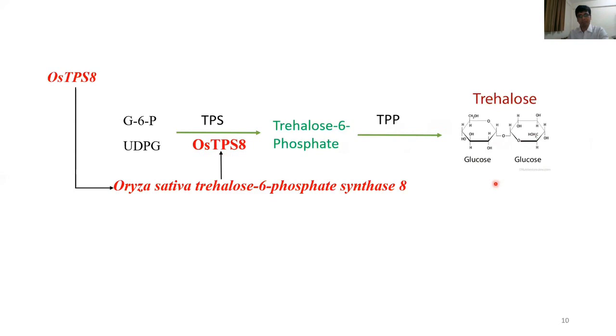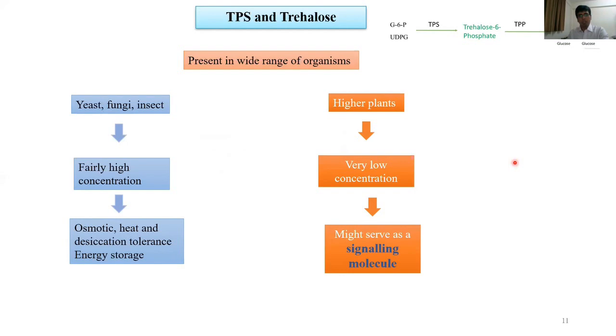So these slides show the reports on TPS and its product trehalose. Trehalose is found in a wide range of organisms, from bacteria, yeast, and fungi to higher plants. But the mode of regulation, how it affects growth and metabolism, is different in different organisms. In smaller organisms like yeast and insects, the amount of trehalose found is fairly high. Because of that, it acts as an osmoprotectant and confers desiccation tolerance in these organisms.